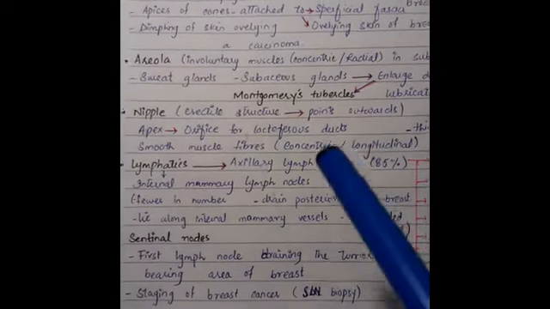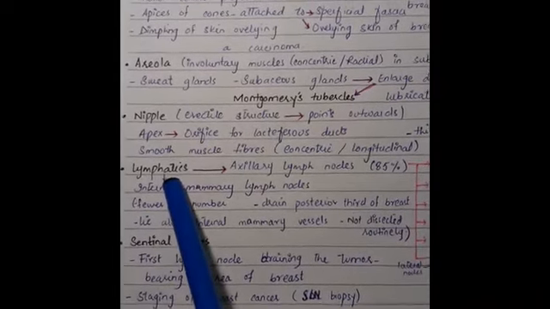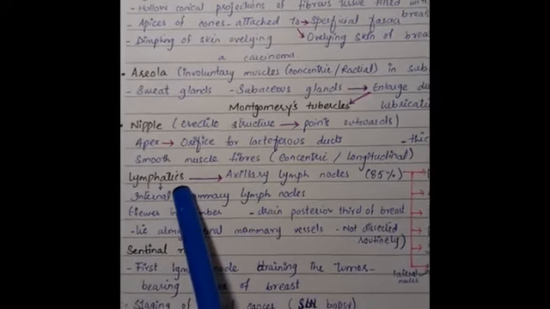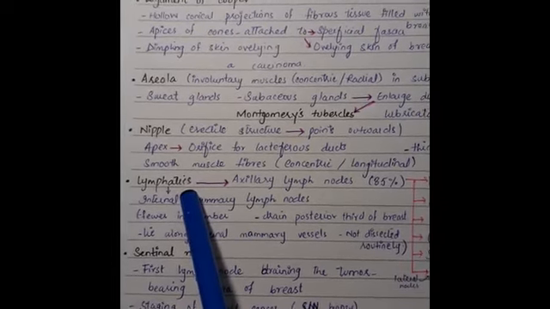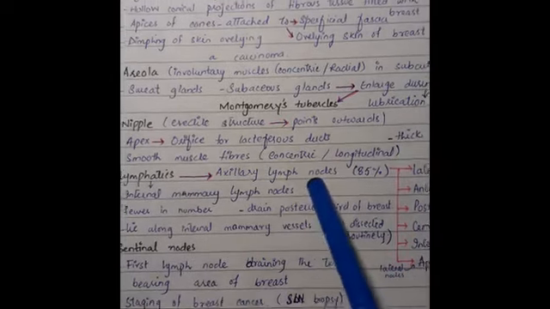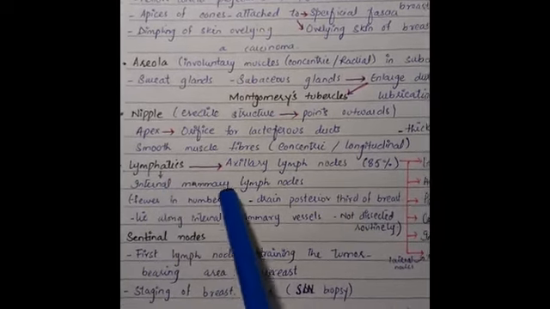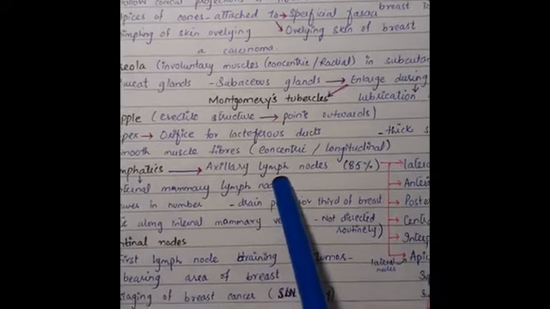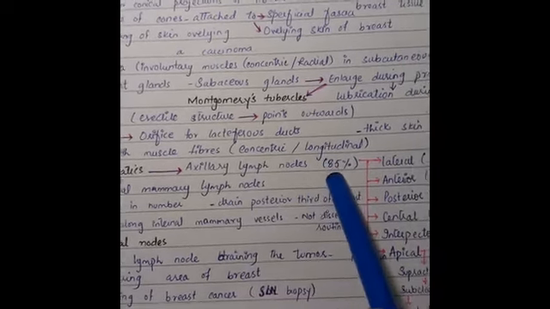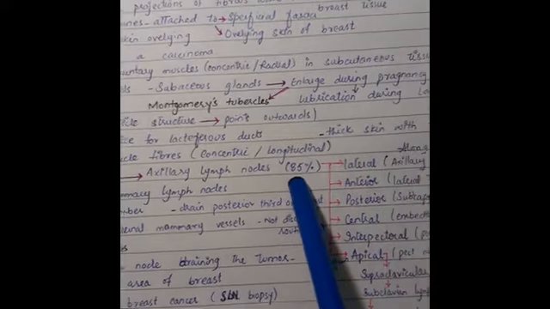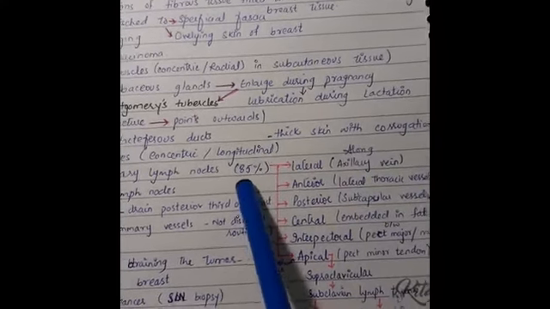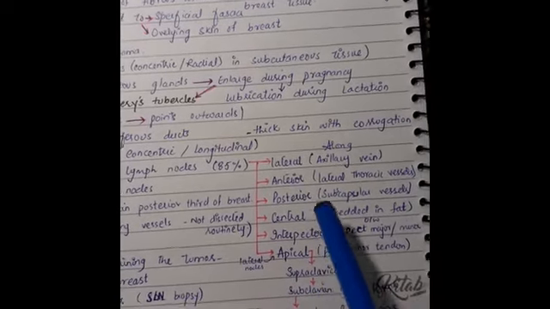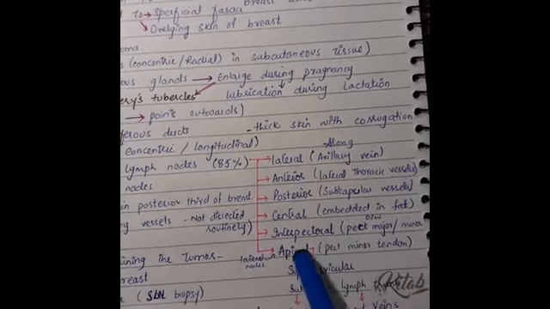Coming towards the most important part of the breast anatomy, the lymphatics of the breast, through which the carcinoma spreads. It is divided into two main parts, that is axillary lymph nodes and the internal mammary lymph nodes. The axillary lymph nodes are greater in number and constitute 85%. These are further divided into many subgroups: lateral, anterior, posterior, central, interpectoral, and apical.